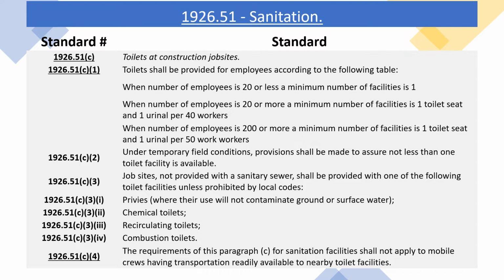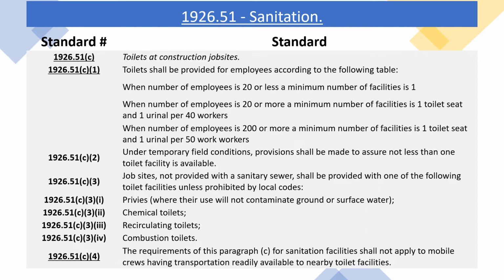1926.51(c)(2) Under temporary field conditions, provision shall be made to assure not less than 1 toilet facility is available. 1926.51(c)(3) Job sites not provided with a sanitary sewer shall be provided with one of the following toilet facilities unless prohibited by local codes.